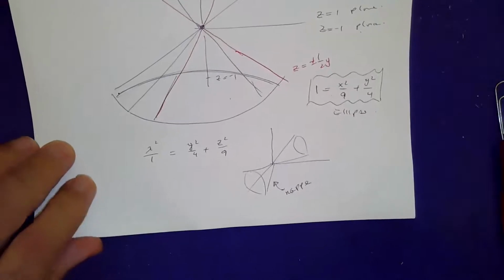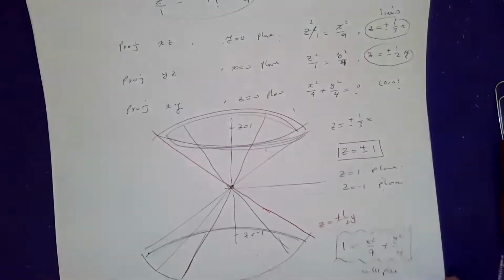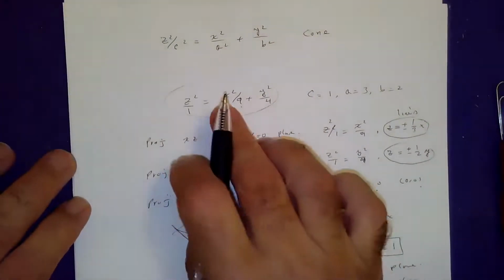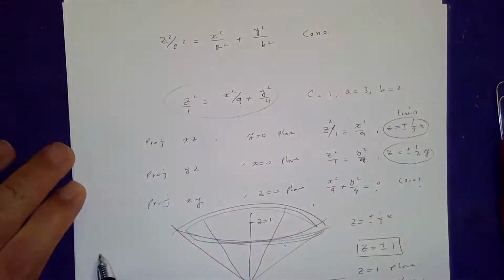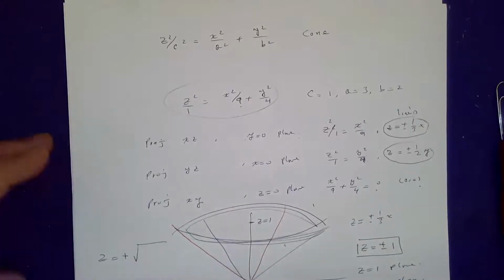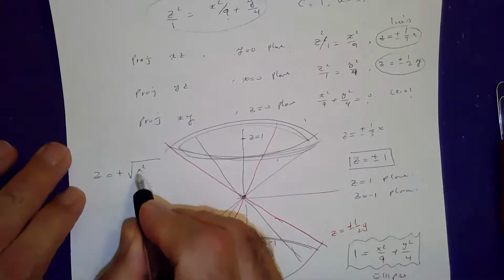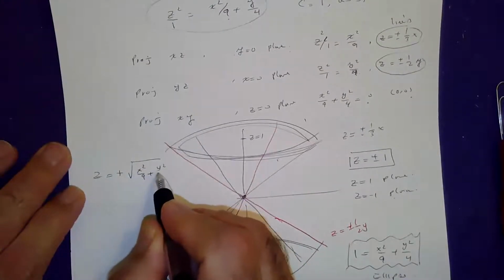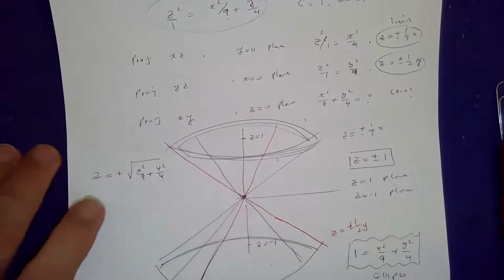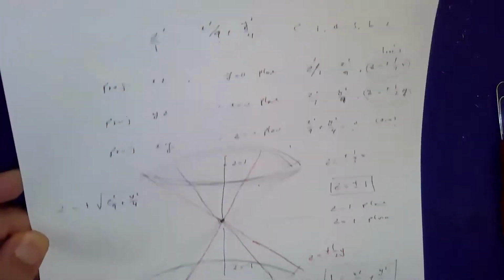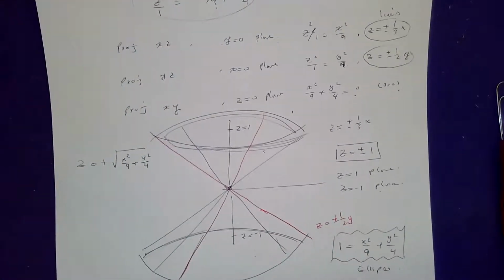As a matter of fact, notice I'm just showing you a variation of this equation. What if I had this one? z is equal to plus the square root of x squared over 9 plus y squared over 4. What would you say the graph of this is? Remember, I just took that equation and took its square root. What do you think?